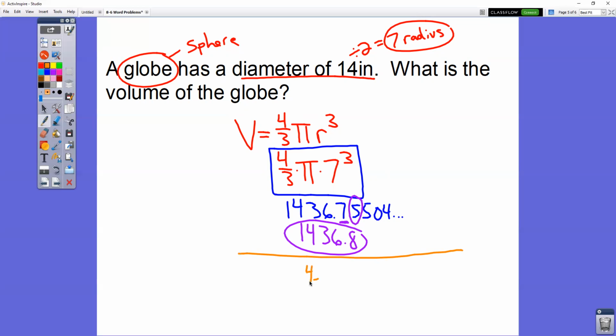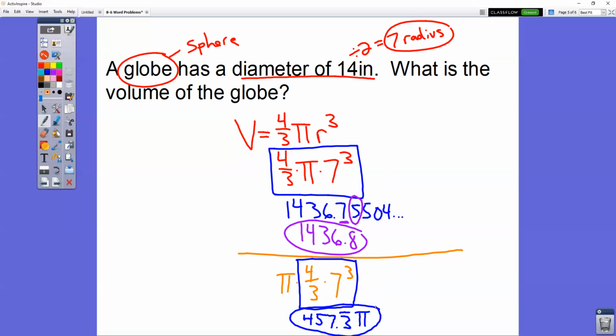When we go to leave our answer in terms of pi, we're still going to have that same formula. We're still going to have our 4/3, except we're not going to type in pi into the calculator, but we are still going to type in our 7 to the third power. So again, when you leave it in terms of pi, you type in everything except for the pi symbol. So all that we're typing into the calculator is 4/3 times 7 to the third power. When you do that, you get 457.3 repeating, so 457.33333, and then stick your pi symbol at the end.